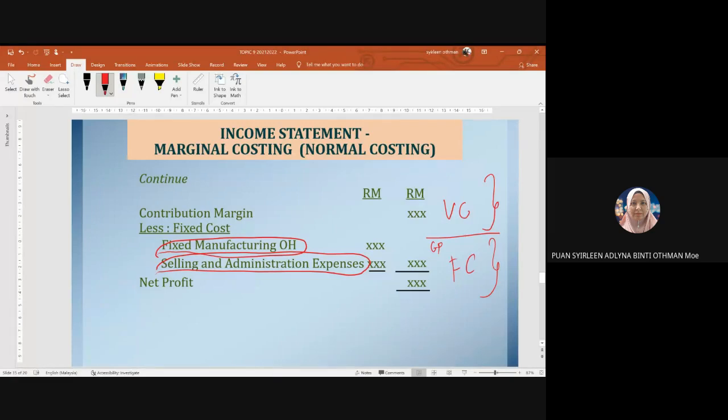Absorption costing flow dia sama macam kita buat selalu. Dia tak ambil kira pun dia fix ke dia variable, tapi dia gerak ikut item. That means di atas tu awak akan kira dulu semua benda yang berlaku dekat kilang, dekat bawah tu baru you tolak semua expenses yang berlaku di sales dan admin. Tapi untuk marginal, dia tak kira you jadi dekat mana, tapi as long as dia variable, dia akan duduk bahagian atas. Kalau dia fix, dia akan duduk bahagian bawah. Okay, so that's for your income statement format.